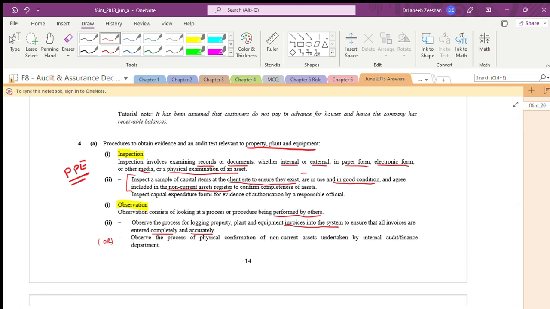You take the first one only. Don't get confused. Observe the process. Here it is for property, plant and equipment; sometimes it is for inventory or sales. Only the wordings will change, the situation will change. Observation is how it is going to be done: observe the process of logging the property, plant and equipment invoices into the system, ensuring that all the invoices have been entered completely and accurately.